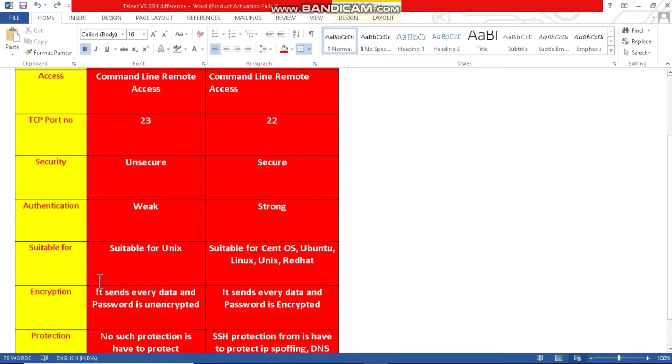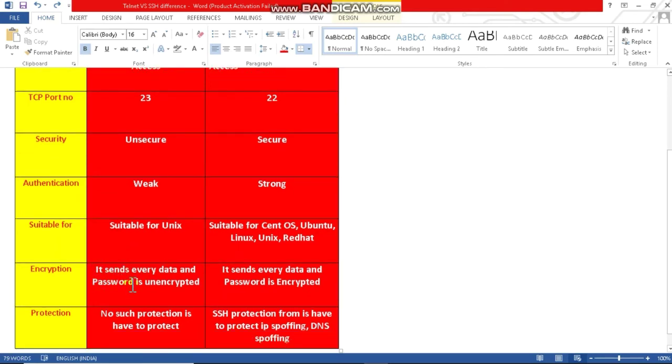Encryption. Telnet sends every data and password unencrypted. That's why it is bad for encryption. And SSH sends every data and password encrypted. That is good for our security when we are using SSH.